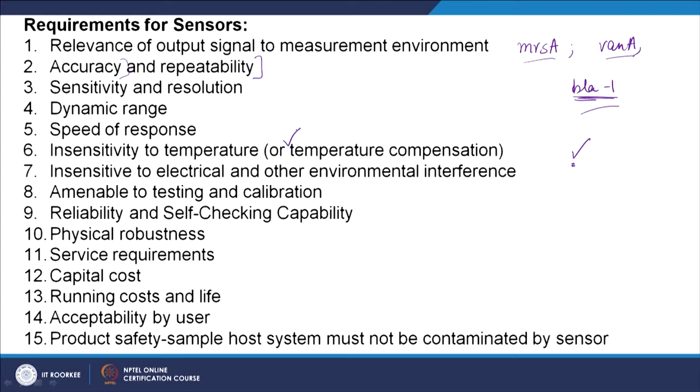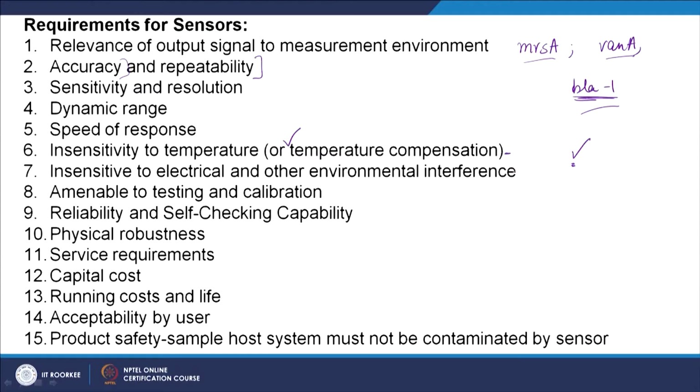Which brings me to another point. I hope you can see this here. If you are talking about temperature changes, we are not expecting our biosensors to be sitting in controlled temperature rooms, laboratories. We are ideally looking for sensors that we can actually carry, take them to the environment, and get the data right there and right then. That is the demand of today. So, for that we really need our sensors to be insensitive to temperature or to have the ability for temperature compensation. Next is they should be insensitive to electrical and other environmental interference.